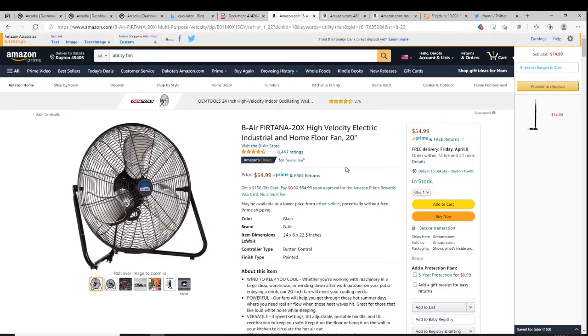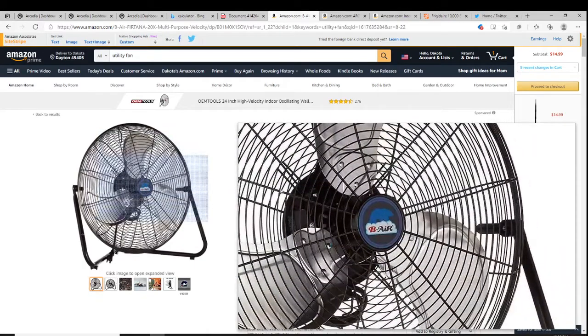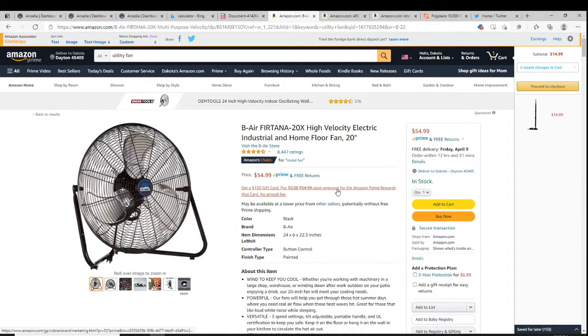I don't use box fans anymore. I only use utility fans or high velocity fans. They're a little pricier, but when it comes to amount of air moved per watt, these are much more cost effective than box fans, and these bad boys stand up to heat a lot better than box fans do.